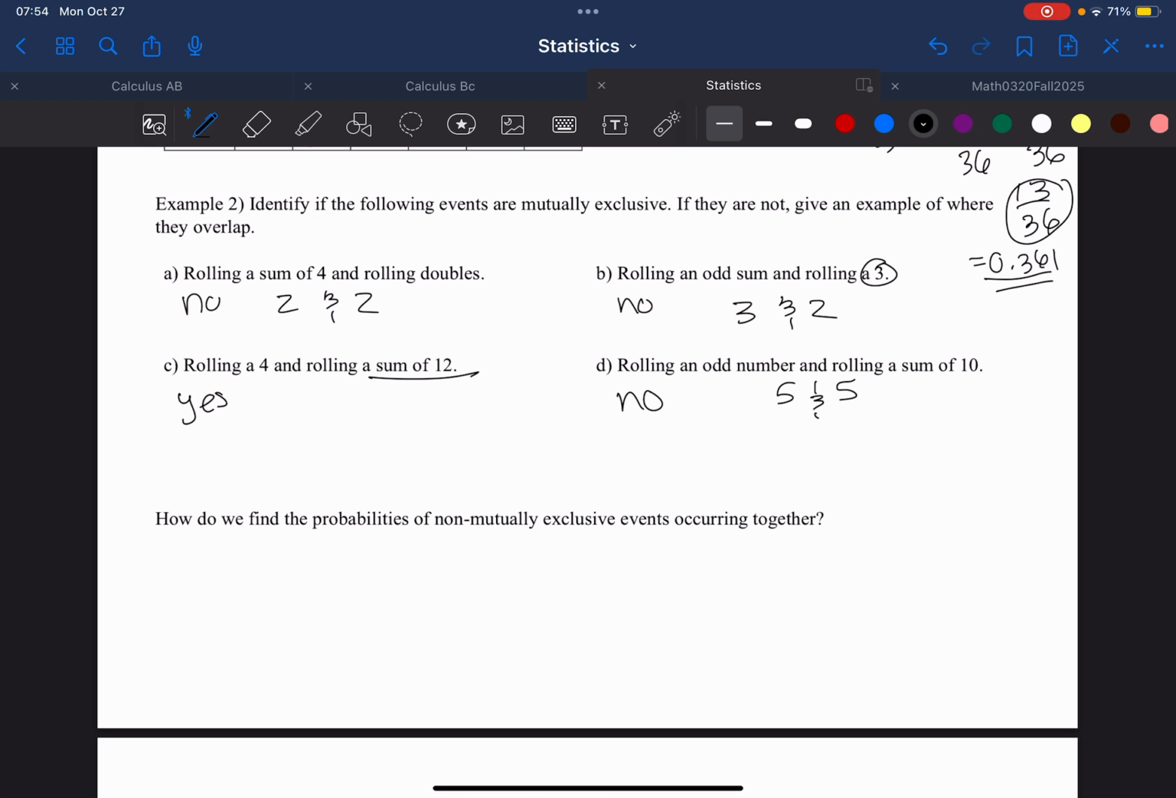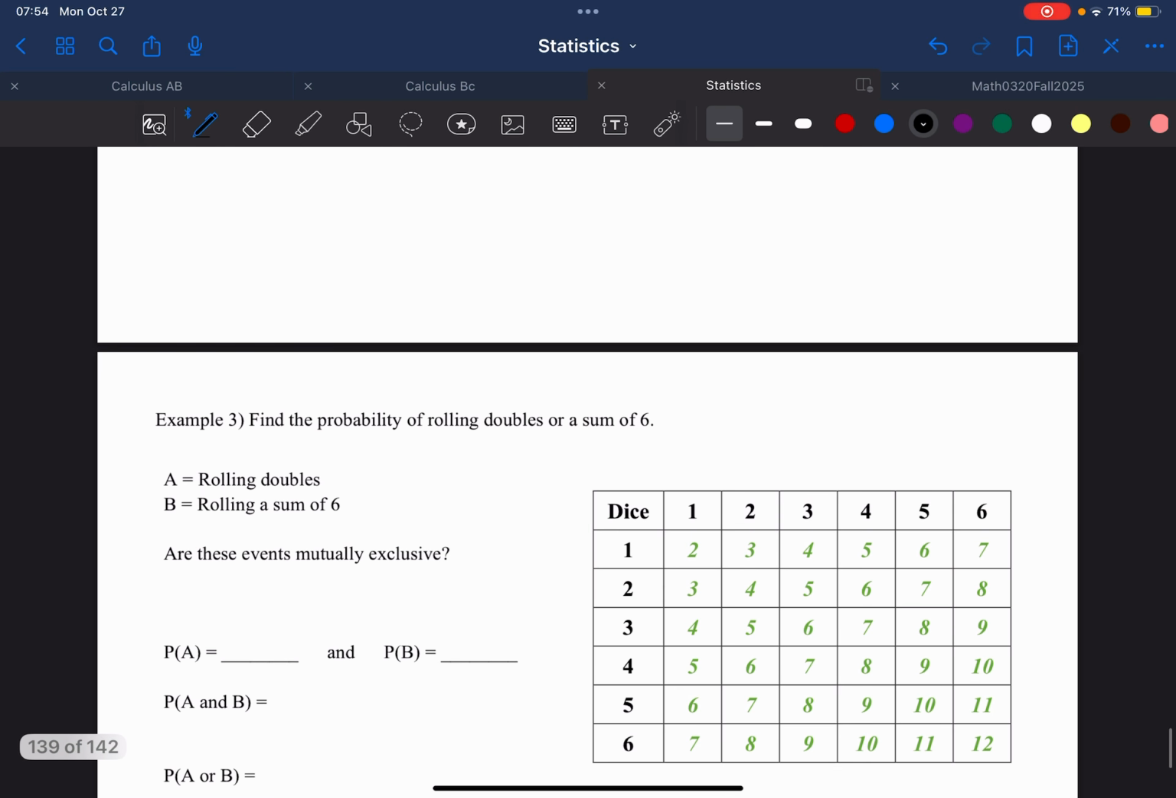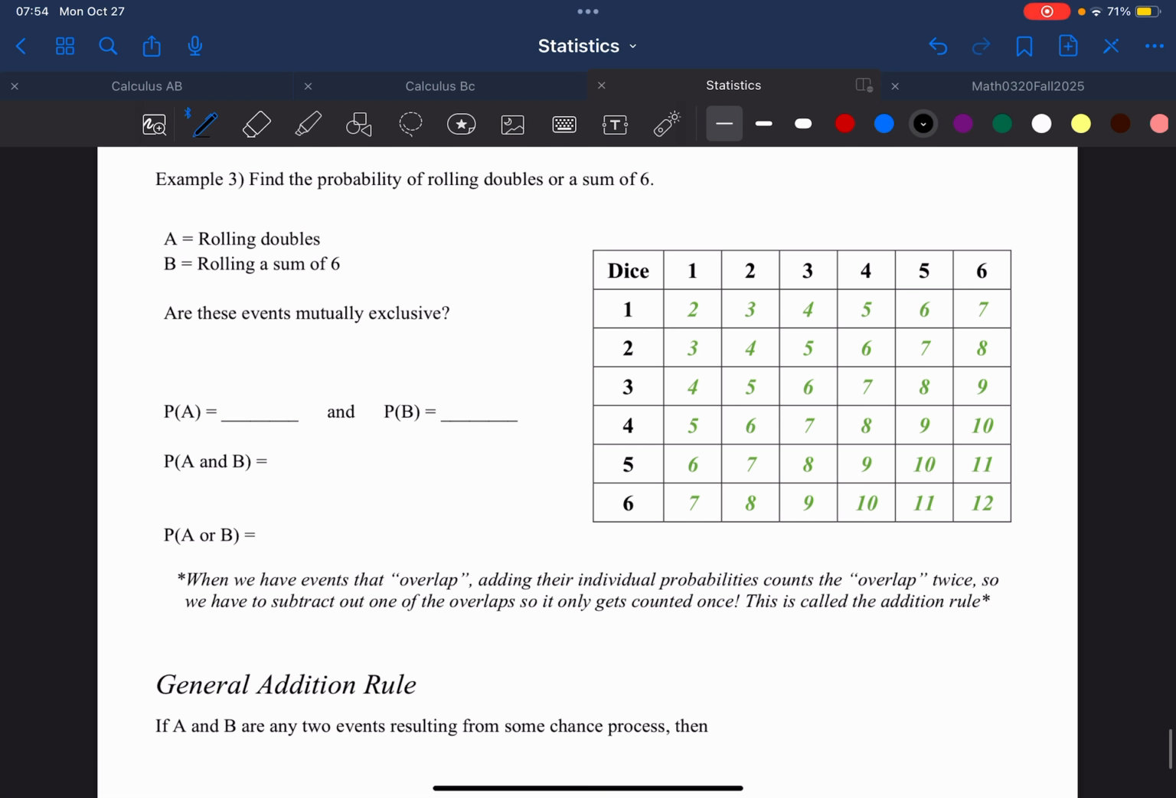Then it says, how do we find the probabilities of non-mutually exclusive events occurring together? Well, in order to answer that question, we are going to look at example 3. It says, find the probability of rolling doubles or a sum of 6. So this should look familiar because this was the game that we played and these were the rolls. Rolling doubles or rolling a sum of 6 and then you beat the teacher.